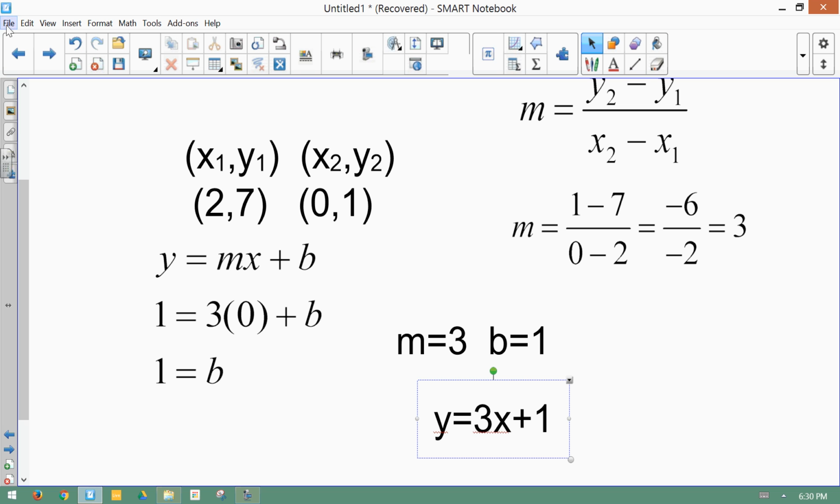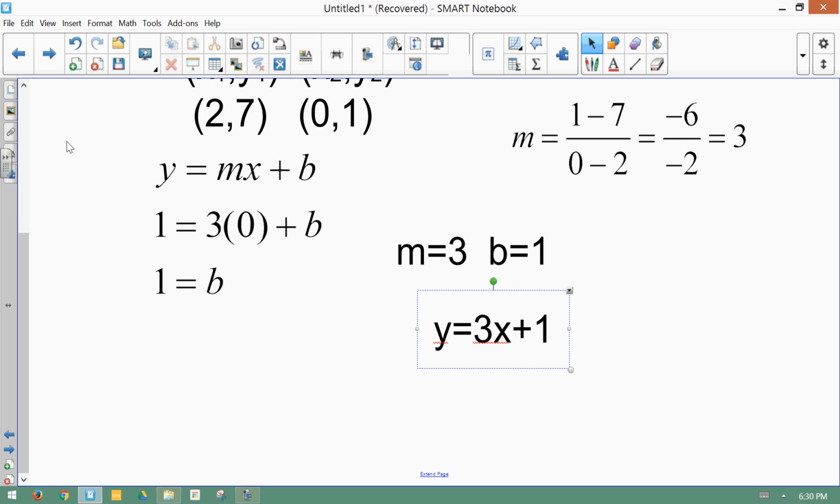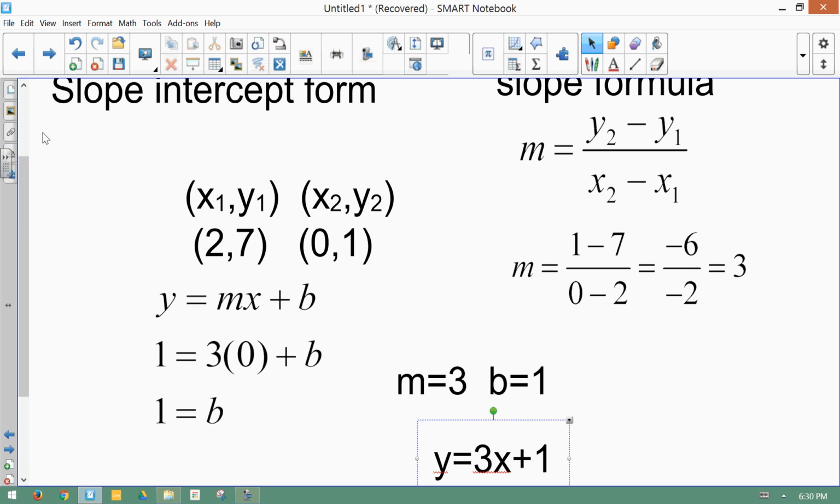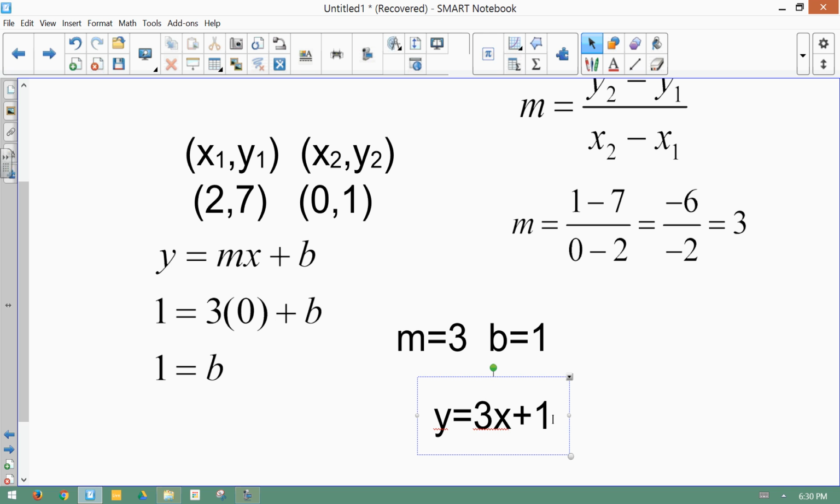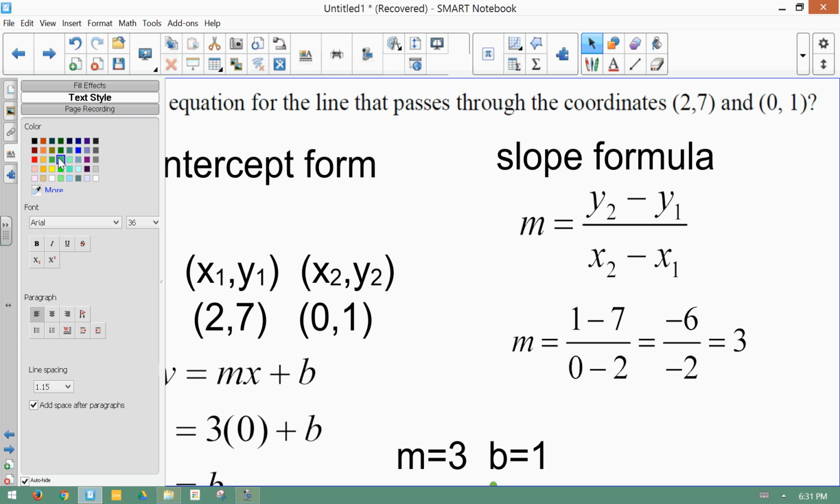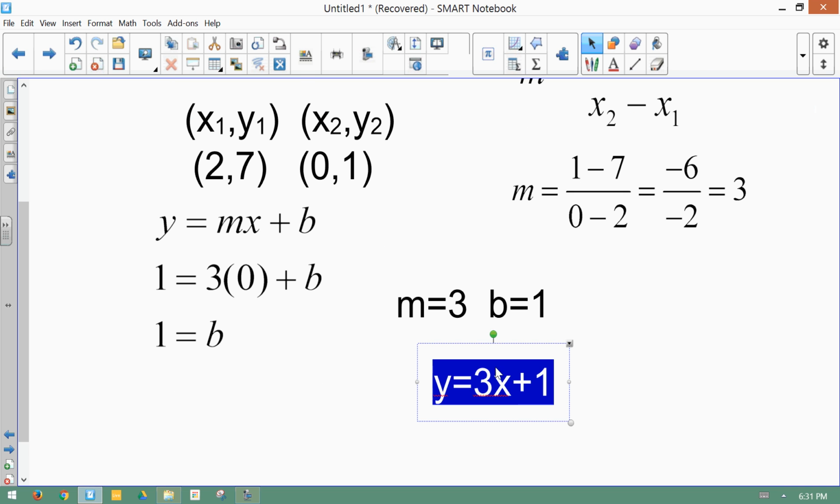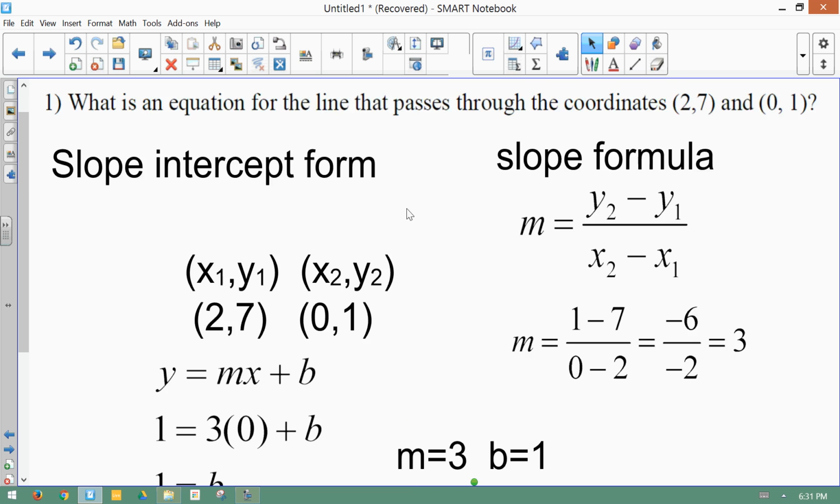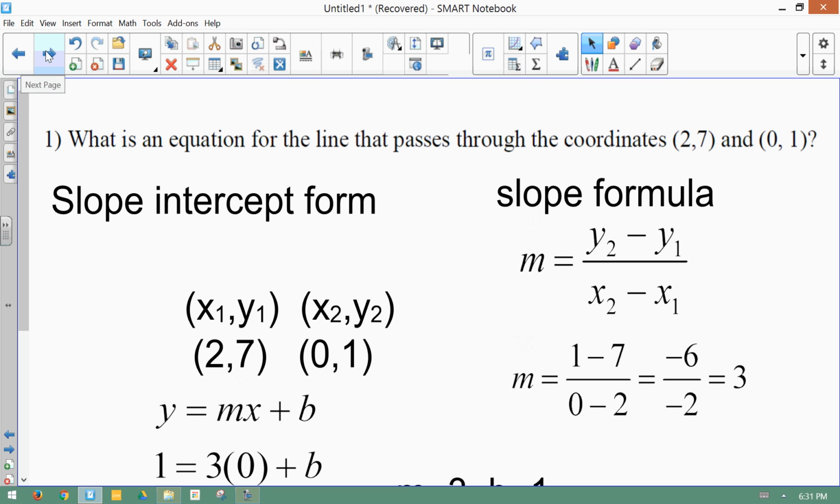And that's how you do the first problem there. Okay? Y equals 3x plus 1. I actually want to go ahead and make that green if I can get to it. Yeah. Let's go ahead and make that green so you'll know that that is the correct answer there. So, okay. All right. So let's look at another problem.